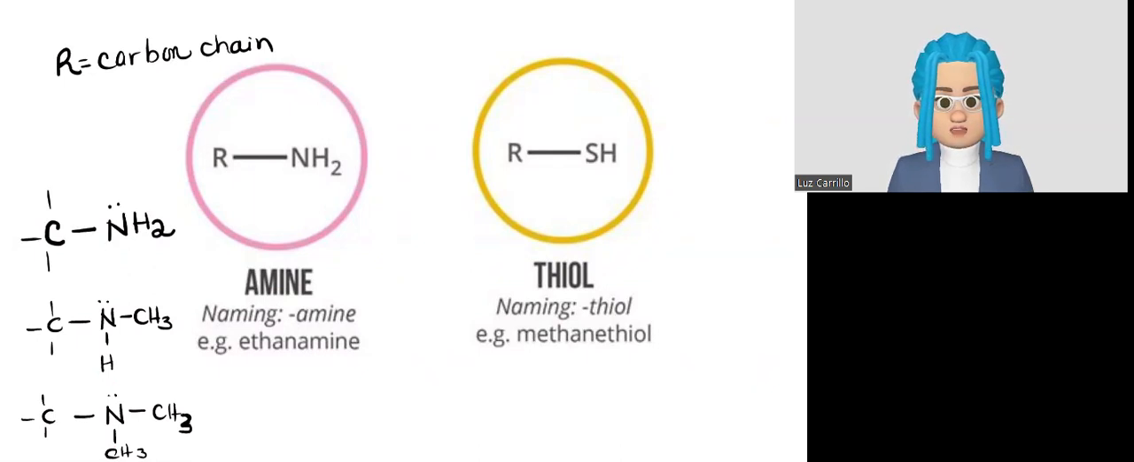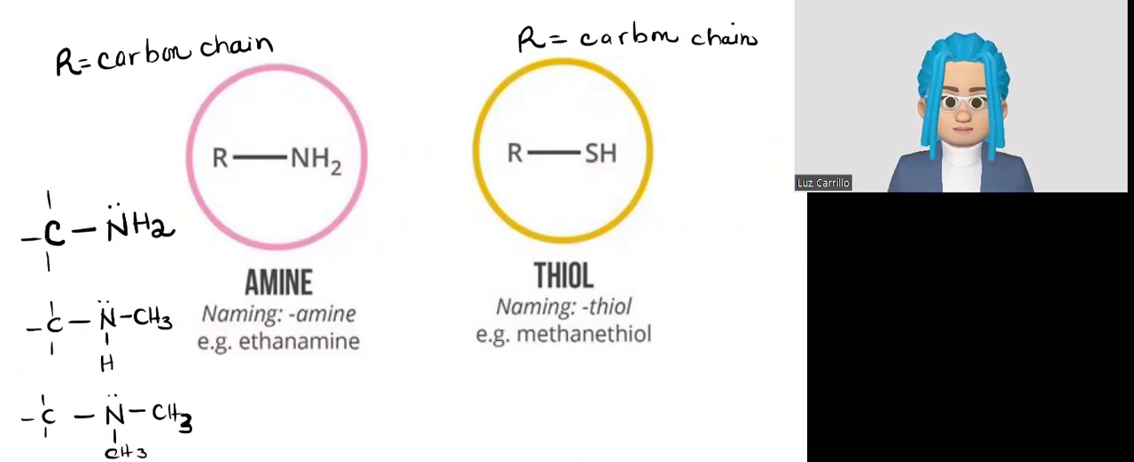The last member of the heteroatomics is a thiol group. And in a thiol group, similar to what we have observed so far, that R group is going to be representing a carbon chain. And that carbon chain is going to be attached to an SH group. So if I have my carbon atom attached to SH, that represents a thiol group.